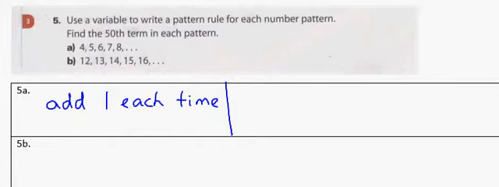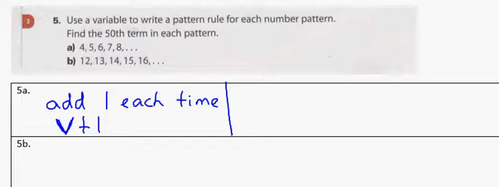Now, what would be the variable? I can choose any letter I want as a variable to represent these numbers. Alright, so if I just chose a V, V to represent variable, really what I'm doing is going, whatever number I'm choosing, I'm going to add 1. V plus 1. Alright? And that's called an expression, actually.